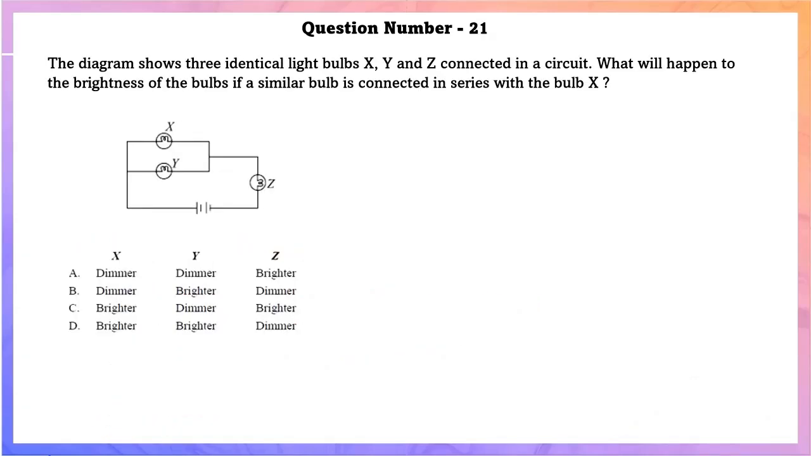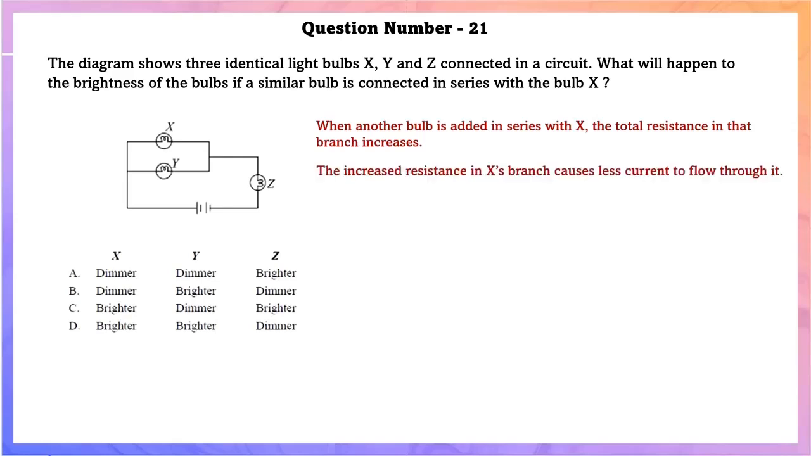Question number 21. The diagram shows three identical light bulbs X, Y and Z connected in a circuit. What will happen to the brightness of the bulbs if a similar bulb is connected in series with bulb X? When another bulb is added in series with X, the total resistance in that branch increases. The increased resistance in X's branch causes less current to flow through it. As a result, the brightness of X decreases.